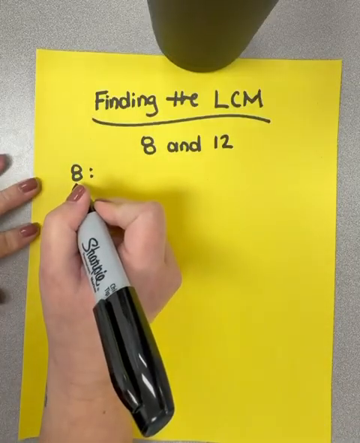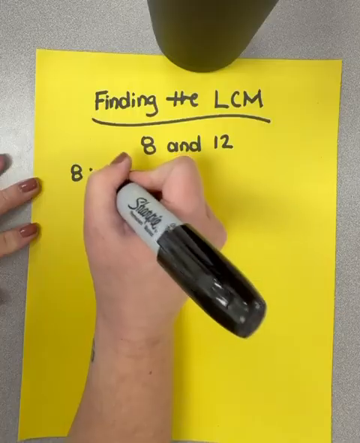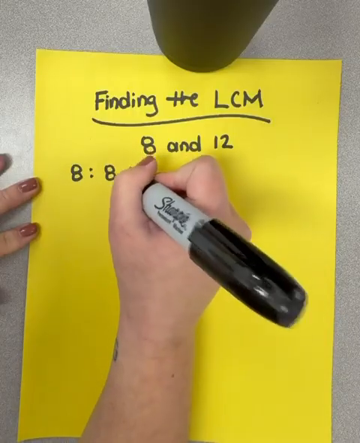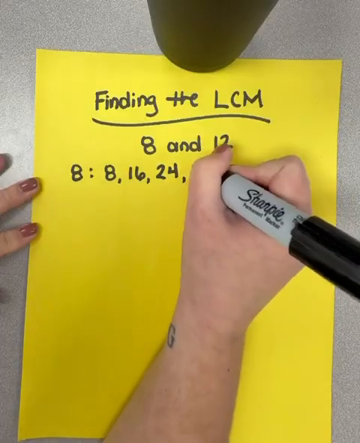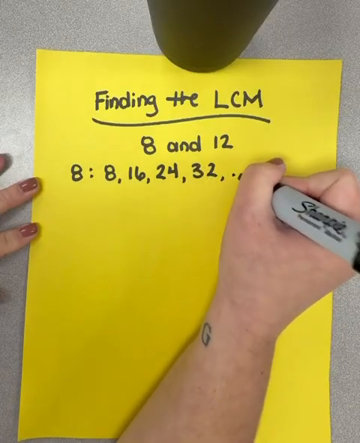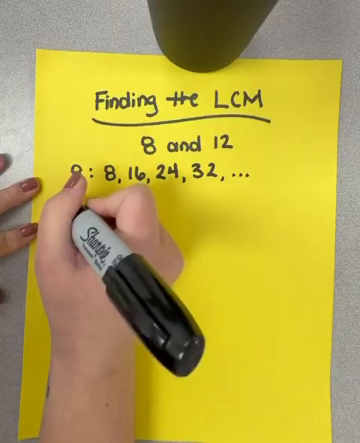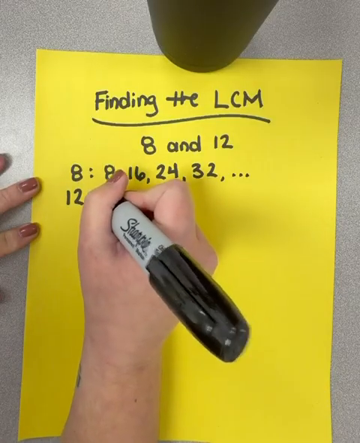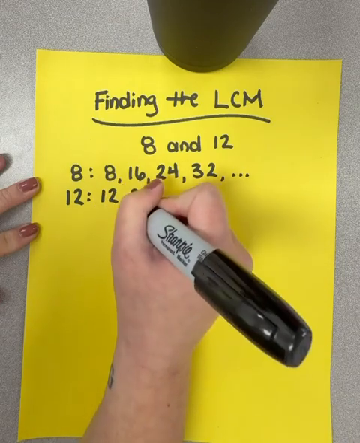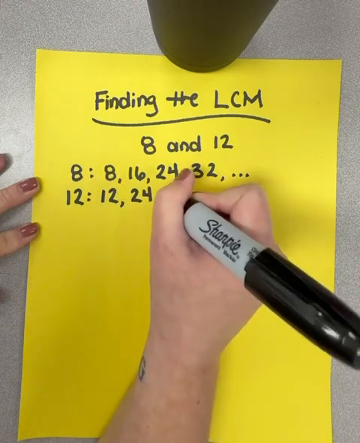So the first few multiples of 8 would be 8 times 1, 8, 8 times 2, 16, 8 times 3, 24, 8 times 4, 32. I'm going to go ahead and stop there because we could go on forever. And then I'm going to write the ones for 12. First few for 12 would be 12 times 1, 12 times 2 is 24, 12 times 3 is 36.